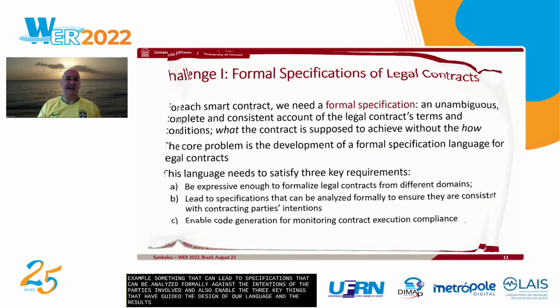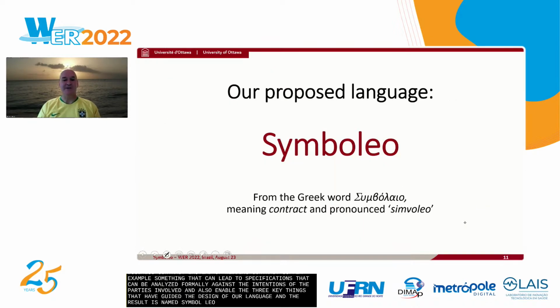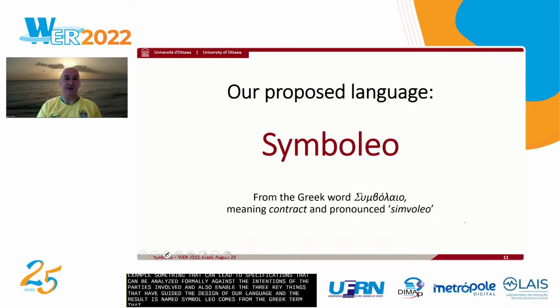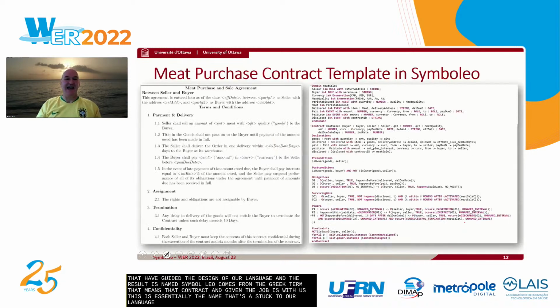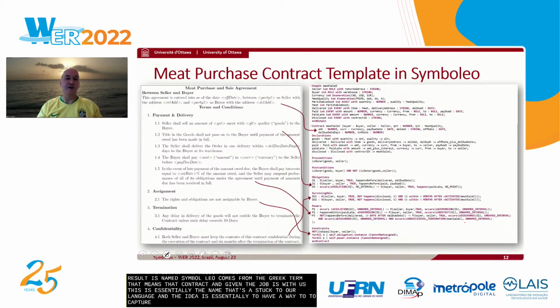And the result is named Symboleo. Symboleo comes from the Greek term that means a contract. And given that John Mylopoulos is with us, this is essentially the name that stuck to our language. The idea is to have a way to capture the various parts of contract templates using our Symboleo language. The presentation here is very small, but I will come back to the various parts of the Symboleo specification in a couple of minutes.